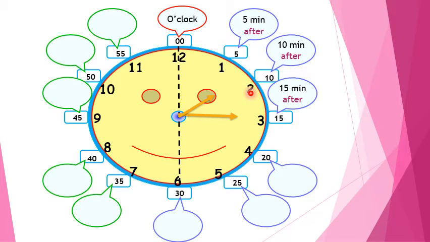So it's 2 o'clock. If the long arm is on 1, it's 5 minutes after 2 o'clock. Here is 10 minutes after 2 o'clock, 15 minutes after 2 o'clock, 20 minutes after 2 o'clock, 25 minutes after 2 o'clock, 30 minutes after 2 o'clock, and here's 35 minutes after 2 o'clock.